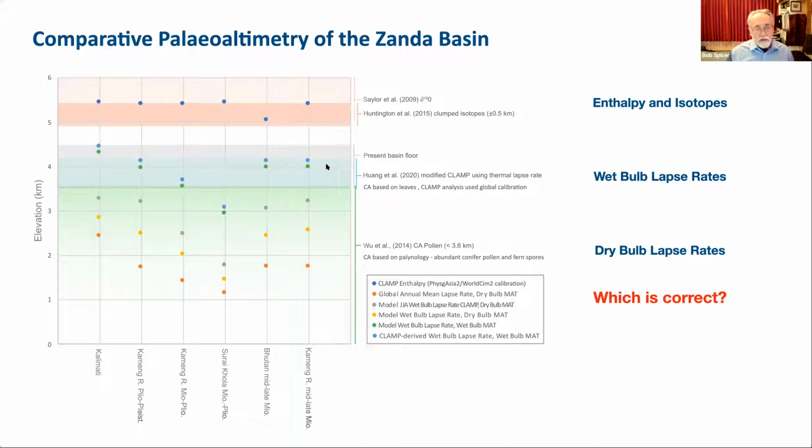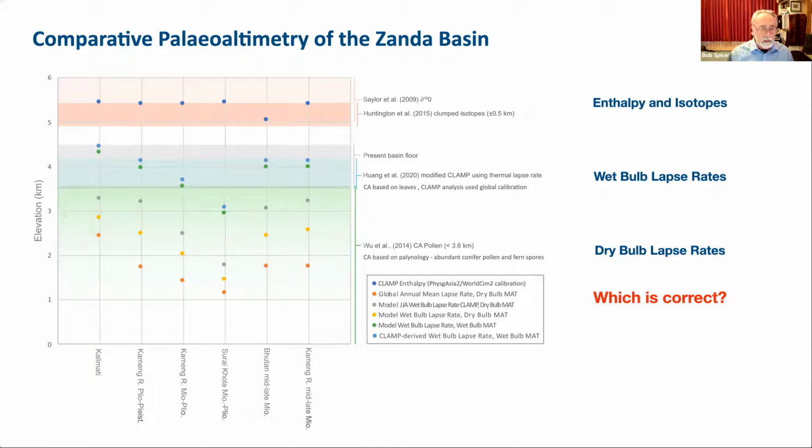What we can also do is look at global mean annual dry bulb lapse rates. The global mean lapse rate applied to a mean annual temperature derived from CLAMP from the Huang et al. assemblage, and we get very low elevations coming from this. And remember that global mean lapse rates are not appropriate for specific sites because terrestrial lapse rates are so variable in space and time.